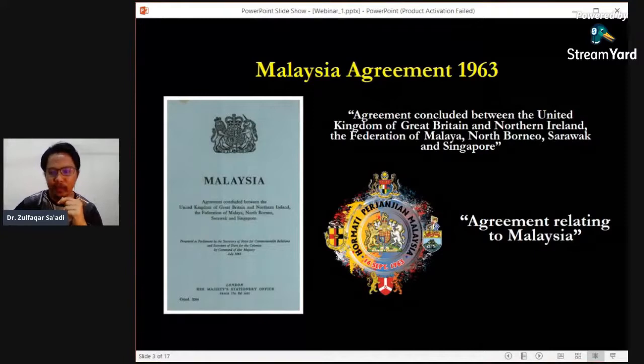So why did I pick this topic about Malaysia Agreement 1963? The question is very simple. What is Malaysia Agreement 1963? Believe me, out there are still some people that don't know what Malaysia Agreement 1963 is. They try to cite some document, I don't know what kind of thing they are citing. That is not Malaysia Agreement 1963. So to make things clear, I will show you Malaysia Agreement 1963. I will show you the original copy, and the copy from the United Nations.